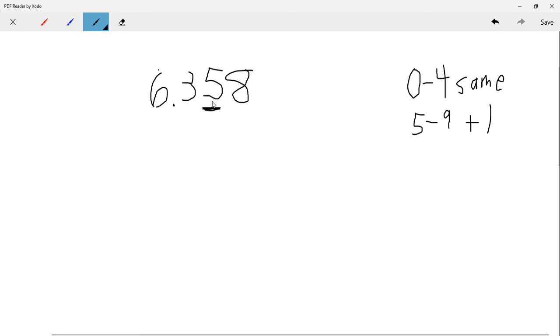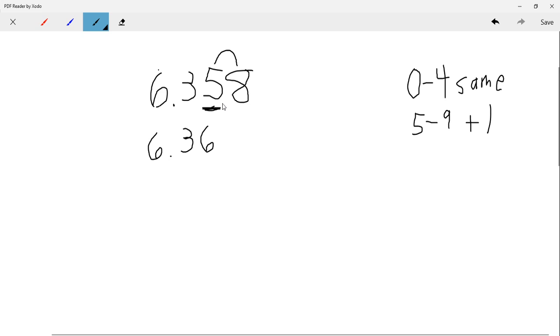So the hundredths is here. I'm going to underline it, hop over one digit to the right, and then we see that the 8 is between 5 and 9. We add 1. So every digit to the left stays the same. The decimal stays the same. So the 5 goes up 1. So it becomes the 6. I could draw a 0 here. Doesn't matter. And it becomes 6 and 36 hundredths, rounded to the hundredths.